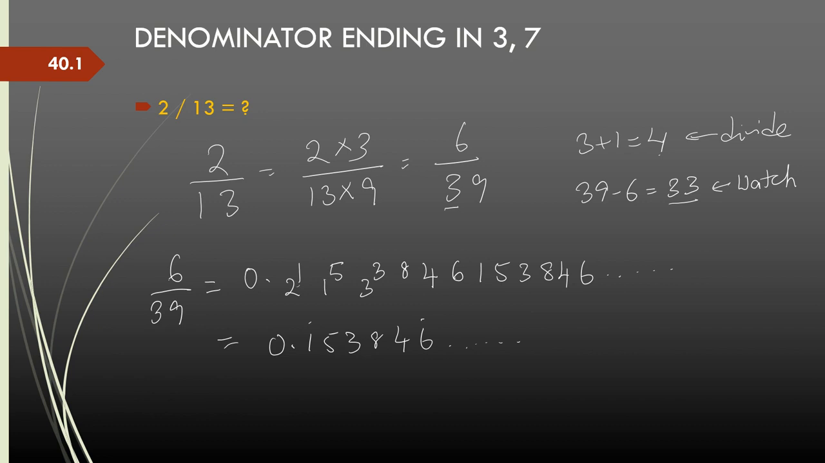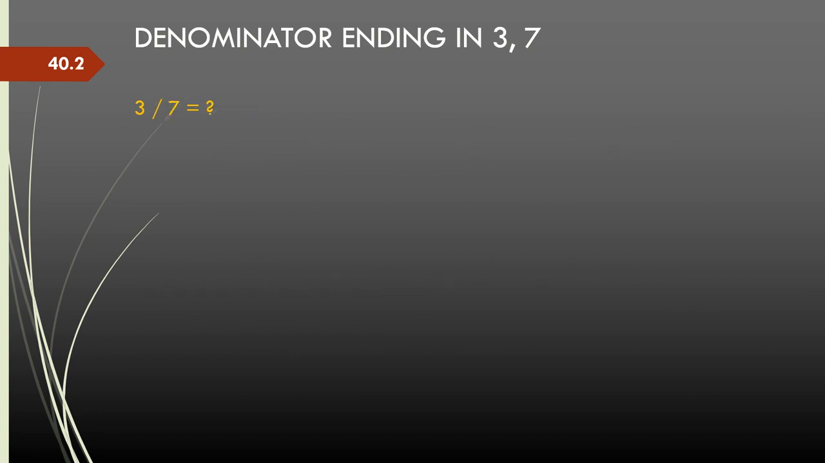Now I don't have to do the entire process until I get the repeating digits. If I want only 3 digits, I can stop here. If I want 4 digits, I can stop here. So however many digits I want, depending on the problem I am solving, I can use this technique very easily to come out with the answer. Let's look at one more example where the denominator is ending in 7.